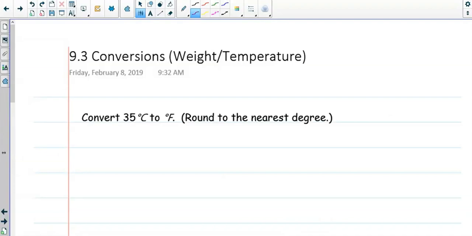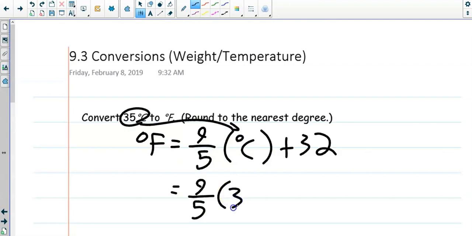So if we go back, you are using this formula that I showed you a moment ago. Degrees Fahrenheit is equal to 9/5 degrees Celsius plus 32. So all you have to do is plug in the 35 to the C and let the calculator do the dancing. So 9/5 times 35 plus 32. Go to the calculator, let it do that for you.